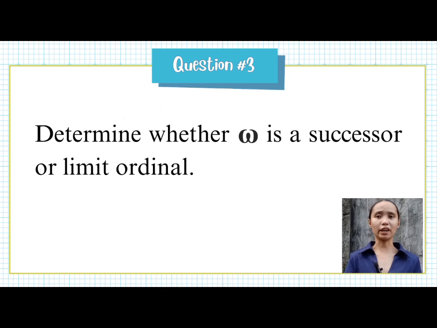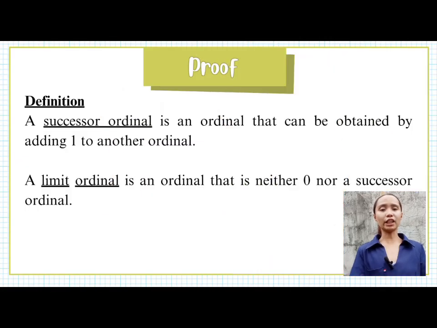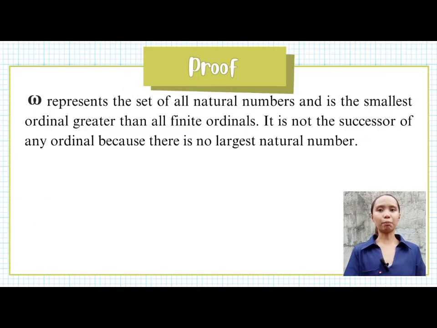Let's start first by recalling the definitions. A successor ordinal is an ordinal that can be obtained by adding one to another ordinal. So an ordinal alpha is a successor if it can be written as alpha equals beta plus 1 for some beta. A limit ordinal, on the other hand, is an ordinal that is neither zero nor the successor of any ordinal. Now, omega represents the set of all natural numbers such as 0, 1, 2, 3, and so on. It is the smallest infinite ordinal and is greater than all finite ordinals.